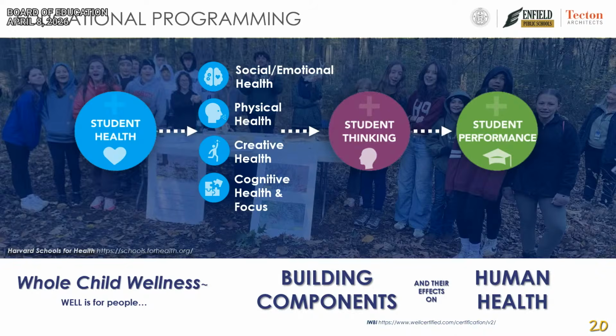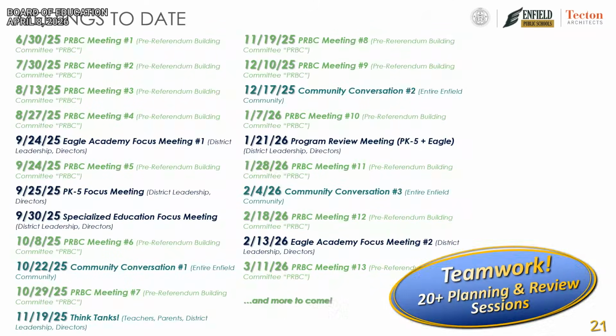And what we know from evidence-based design is that when you focus on student health and providing them with the appropriate spaces to support their social and emotional health, physical health, creative and cognitive health, you can impact how they think and perform in school, and that ultimately impacts them over their lifespan. And there's proof that the building impacts human health directly and can impact education as much as 16 to 25%.